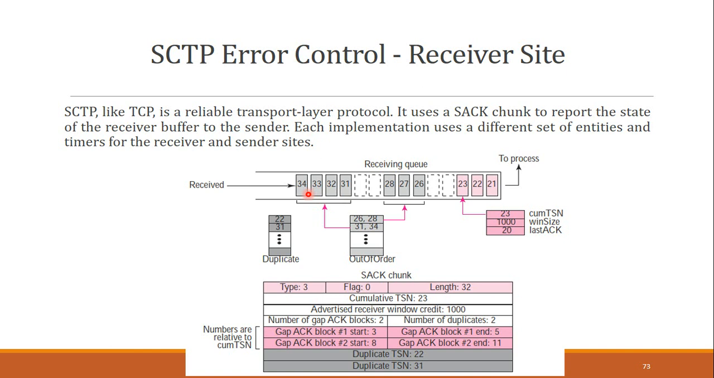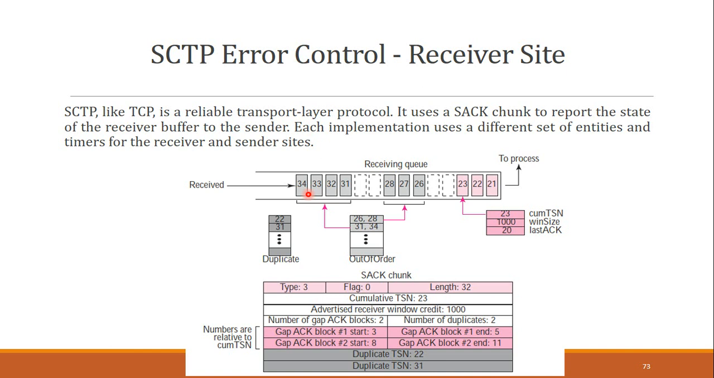Now a variable holds the value of cum TSN. An array of variables keeps track of the beginning and the end of each block that is out of order. An array of variables holds the duplicate chunks received. Note that there is no need for storing duplicate chunks in the queue, since of course they will be discarded.